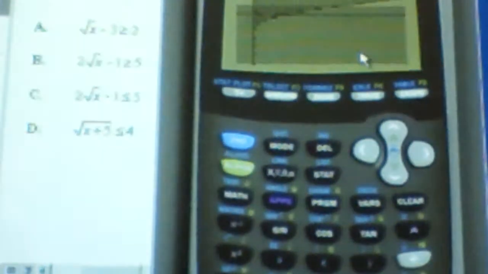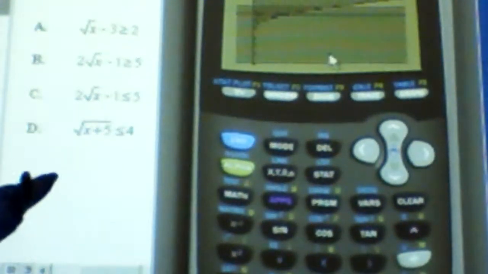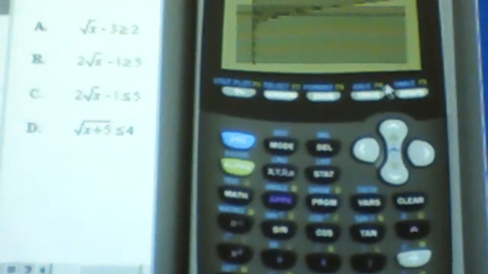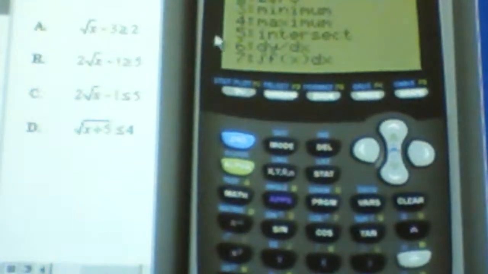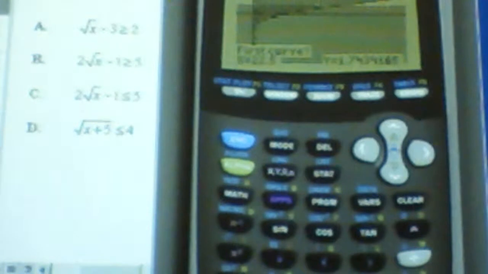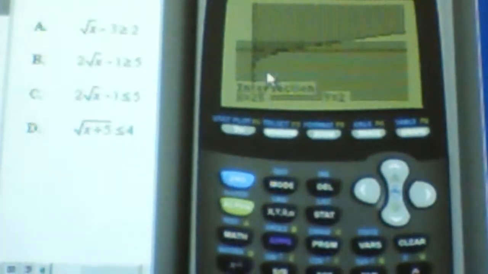Okay, so the way we do this, if we want to find this coordinate, the calculator makes it really super easy. You go second, calc, and you want to do number 5 for intersect. And the calculator takes you to the main screen, and all you want to do is press enter 3 times. So you go enter, enter, enter. And the calculator tells you that the x coordinate where the two lines are intersecting is at 25, and the y coordinate is 2.